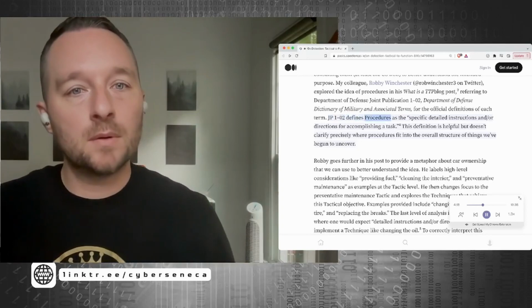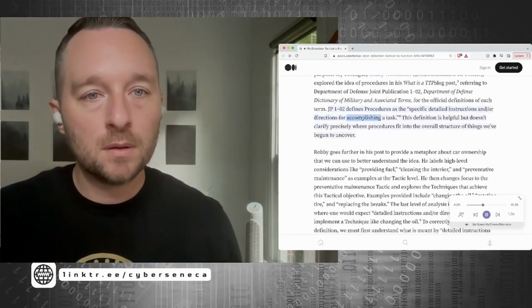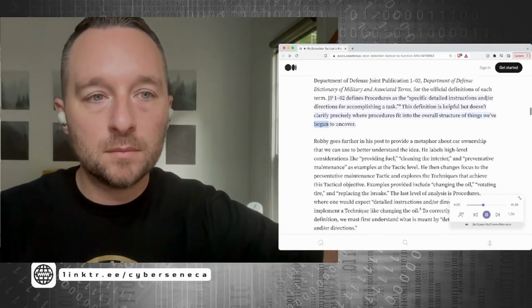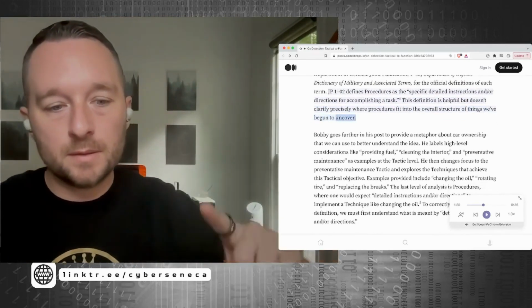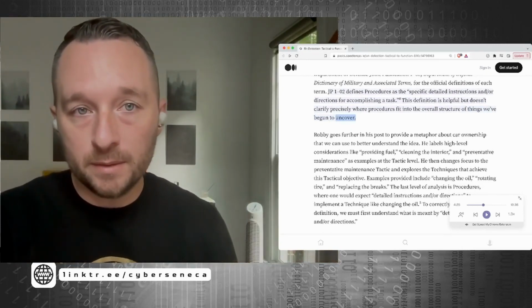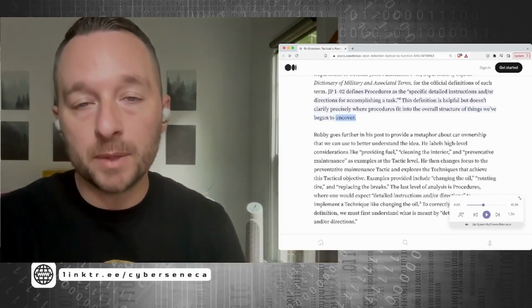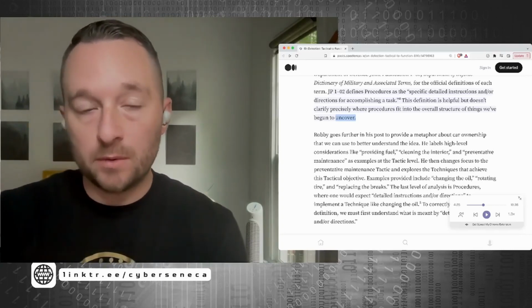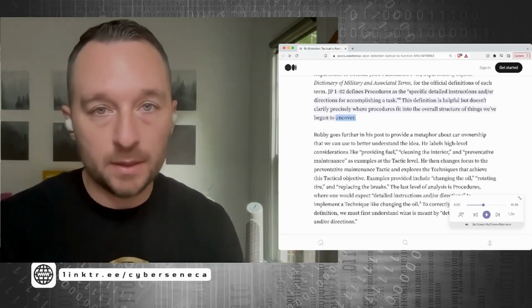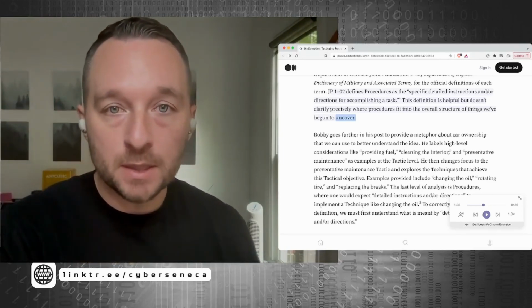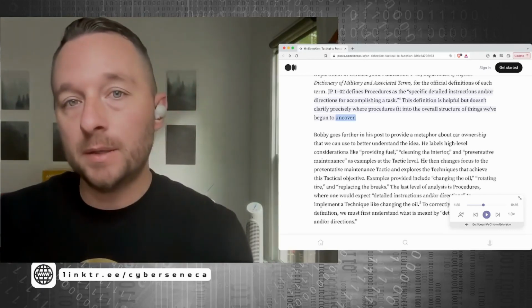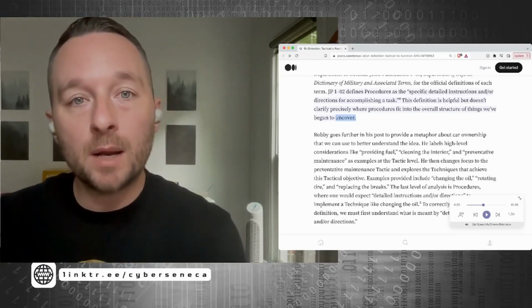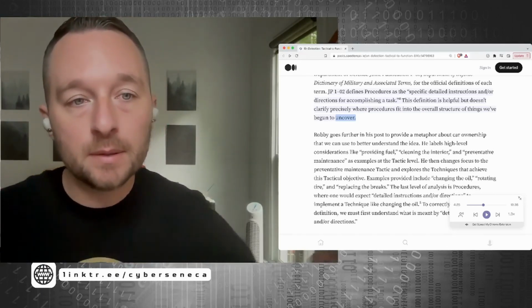JP 1202 defines procedures as the specific detailed instructions and or directions for accomplishing a task. This definition is helpful but doesn't clarify precisely where procedures fit into the overall structure of things we've begun to uncover. So what's good about this is the TTPs, according to the military definition, is how you do something, which is exactly what the Mitre ATT&CK matrix is. It is nothing more than how something is done. Again, it doesn't describe why those things need to be done, why they are important, and it doesn't describe what comes after it. It doesn't describe the impact or what happens if you do or do not do these things.